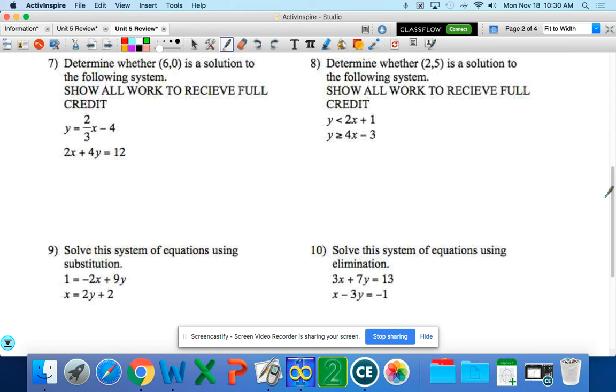Number 7, determine whether (6, 0) is a solution to the following system. Show all work to receive full credit. Guys, if we're figuring out if something is a solution, a lot of people got real busy on this trying to graph it and do all this. It's just plug and chug, okay?